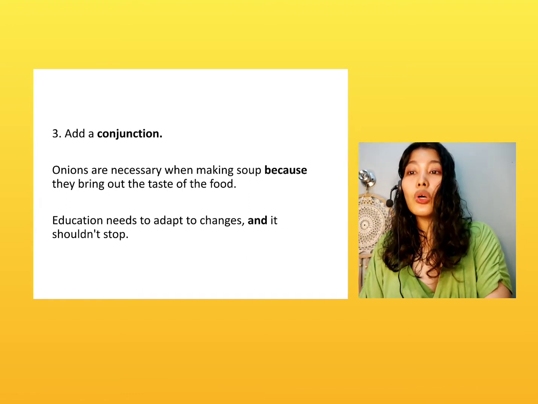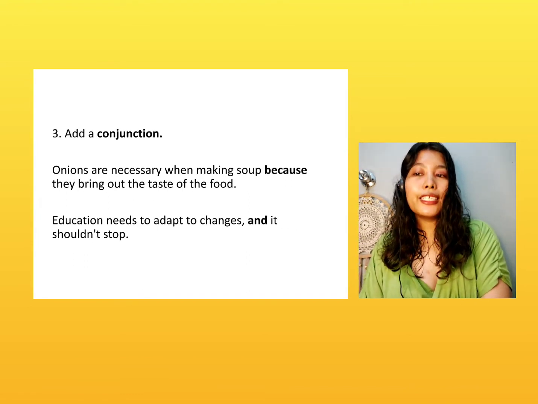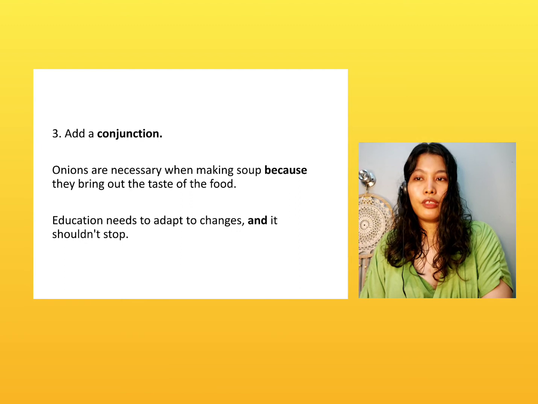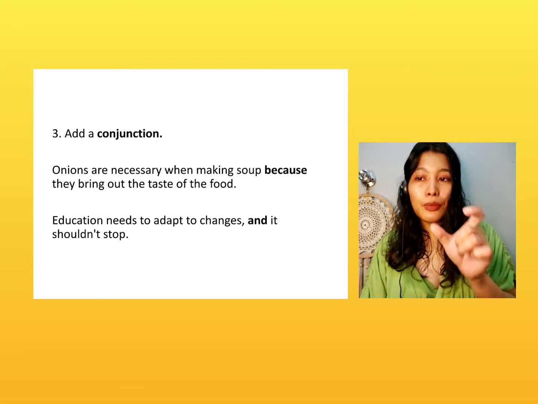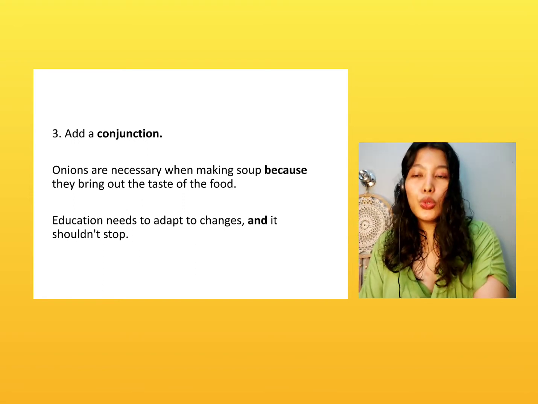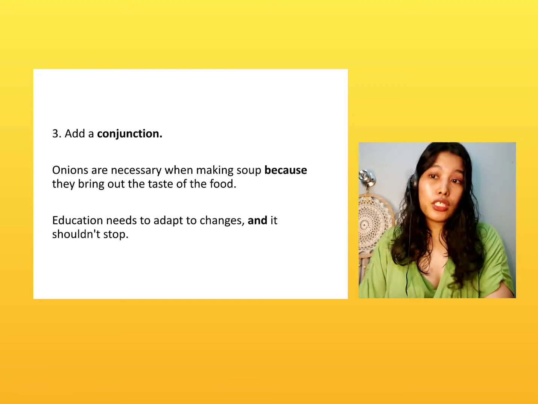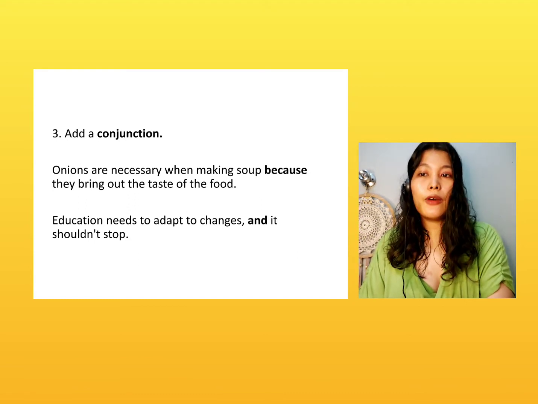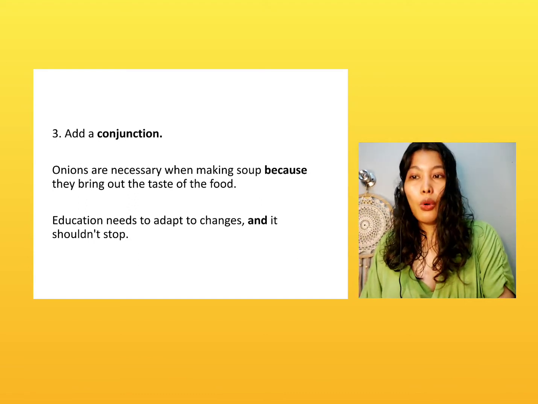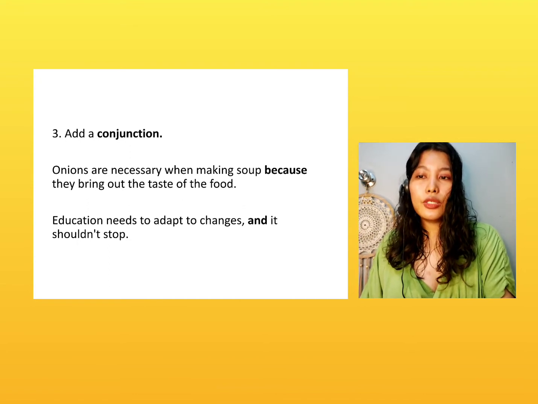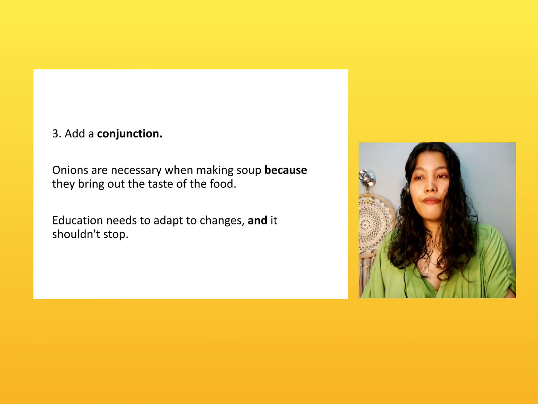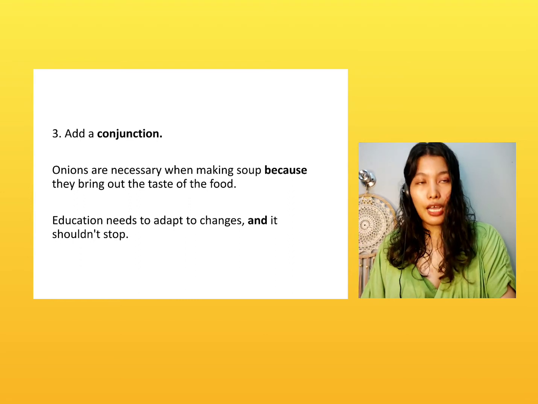The third technique is to add a conjunction. Onions are necessary when making soup because they bring out the taste of the food. Okay? So to join them, to make it a compound sentence, you use a coordinating conjunction, because. Onions are necessary when making soup because they bring out the taste of the food. Period. Or you can use: education needs to adapt to changes, comma, and it shouldn't stop. Okay? So you can add a conjunction.